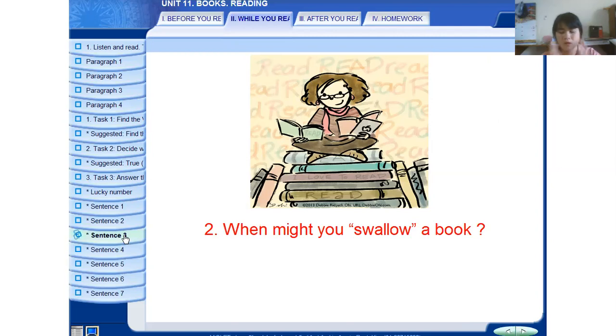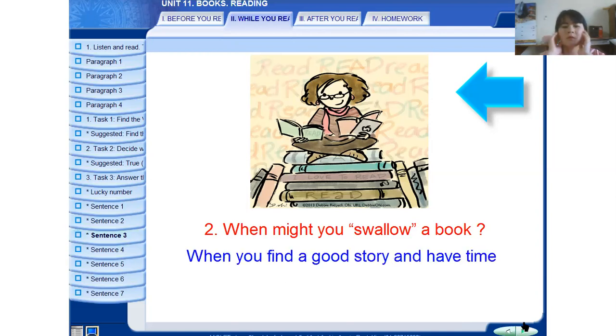When might you swallow a book? When you find a good story and have time to enjoy it.